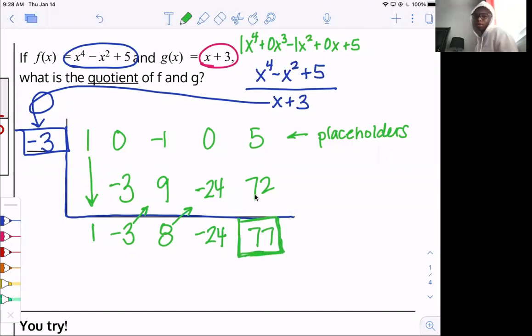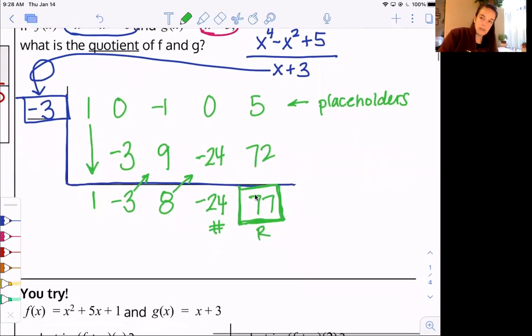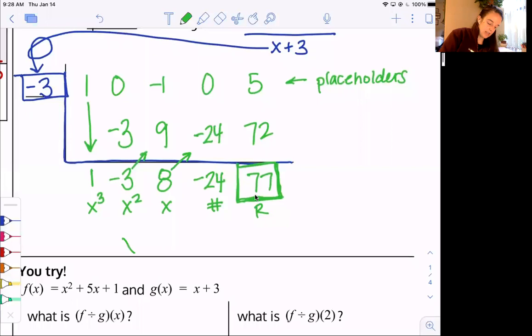It's the remainder. This is my remainder, right? This is my number, -24. 8 is my x's, x squared, and x to the 3rd, like so. So when I write my problem, I'm going to write it as x to the 3rd minus 3x squared plus 8x minus 24. And then I'm not quite done yet.